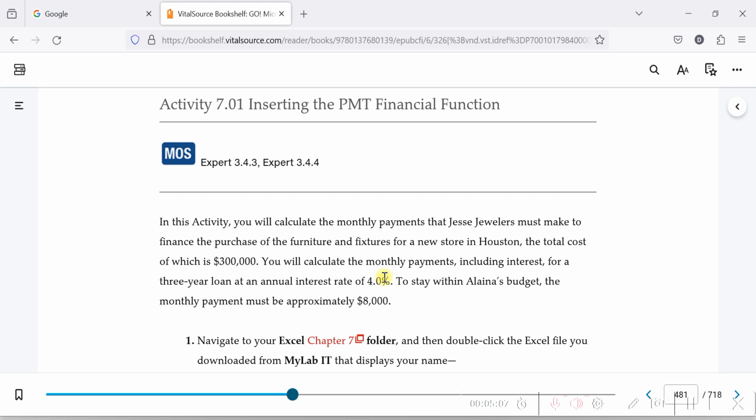And the other key thing is, how much can Elena afford? Her monthly payment can be not much more than $8,000. So I feel a goal seek coming on here, guys.